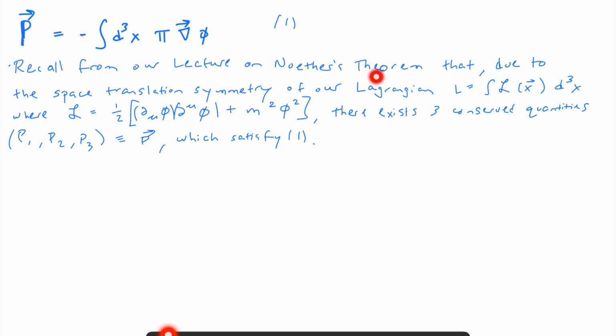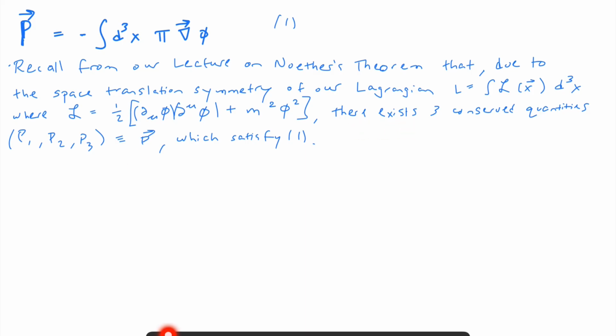Recall from our lecture on Noether's theorem that due to the space translation symmetry of our Lagrangian, L is equal to the integral of the Lagrangian density over all of space, where this was the Lagrangian density we came up with. There exist 4 conserved quantities when you use this Lagrangian density. One resulted in the Hamiltonian, which was because of the time translation symmetry.